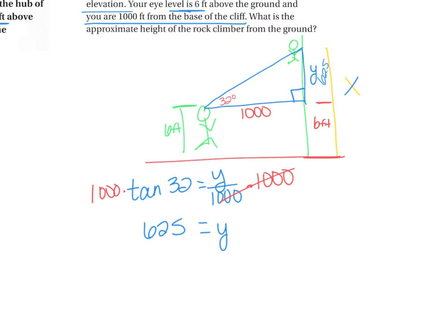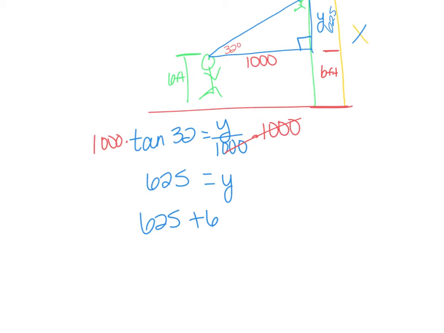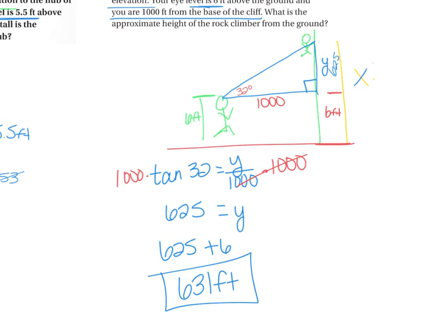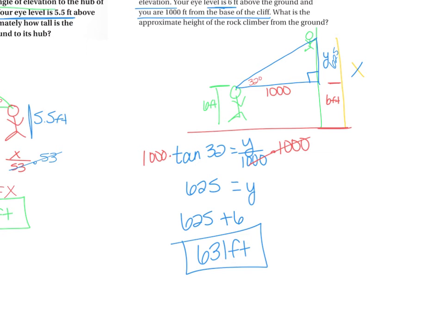So now we're ready to find the whole height. So the whole height would be 625 plus 6. So it's approximately 631 feet. Yeah, so obviously that's not drawn to scale, but that's okay. We still used it to get the idea.